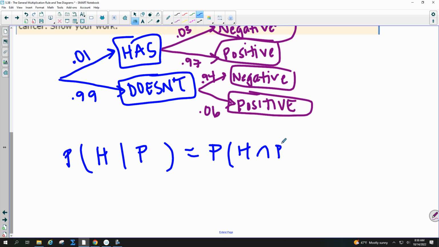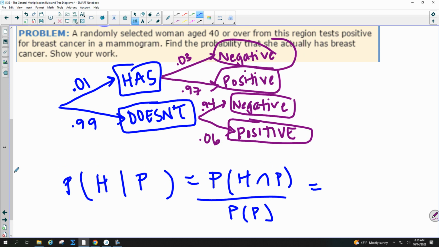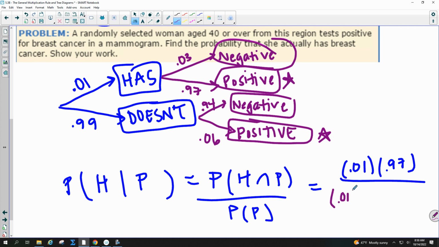What goes in the top? What two numbers am I multiplying, you guys? All right, there you go. Has it times positive. And the bottom is all the pathways to positive. There are two pathways. So I'm going to do 0.01 times 0.97 again, plus the other pathway to positive, 99% times the 6%. Okay? And when you plug that in, you get 14%.